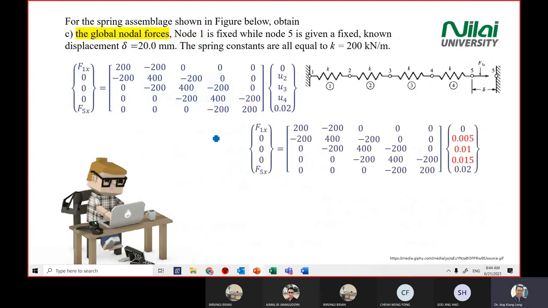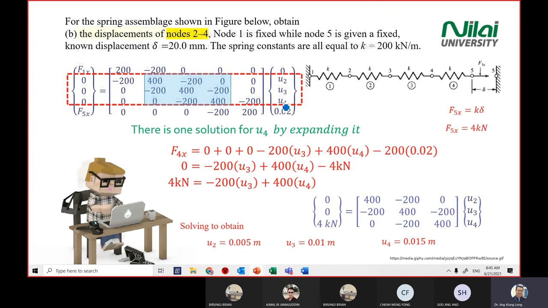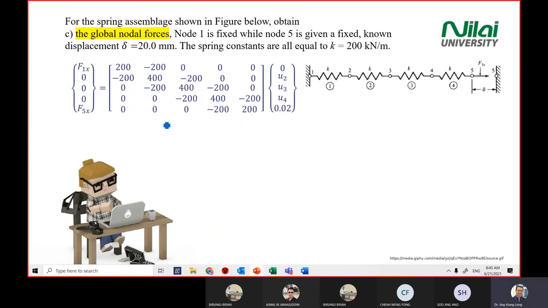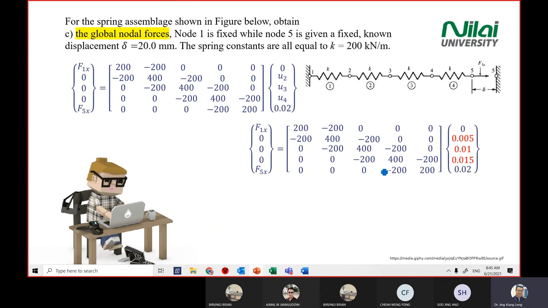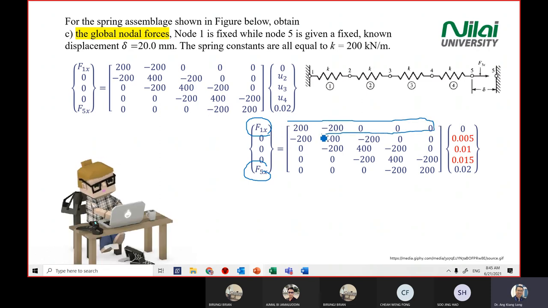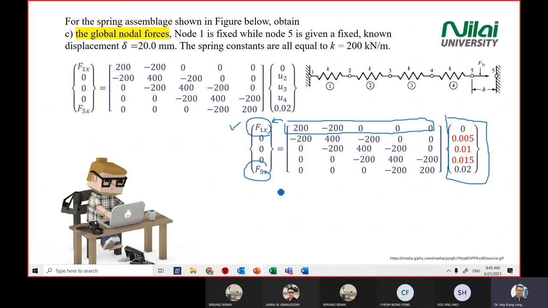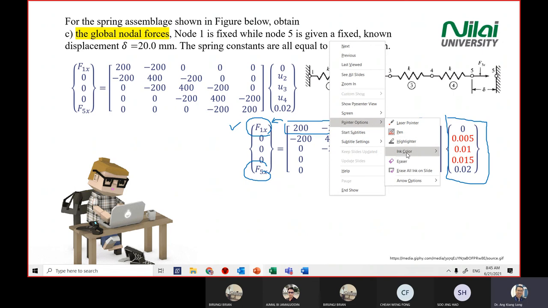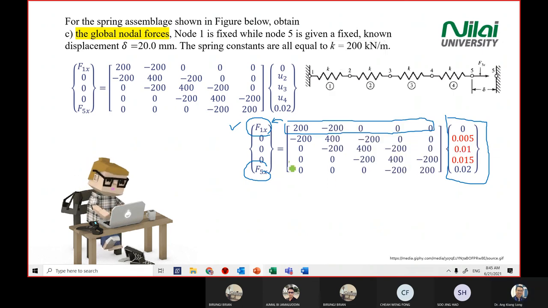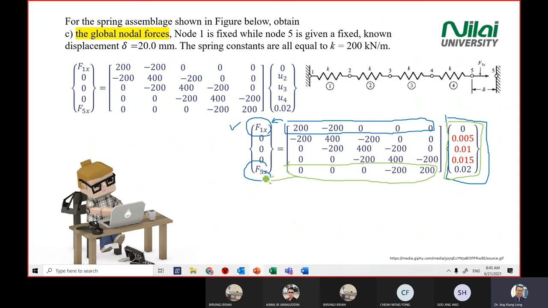All right, we go to the next slide. After you get U2, U3, U4, you substitute back into the F equals KD equation, the general one on the top left corner of your screen. You have only two unknowns left in the matrix, F1X and F5X. So you have five equations and only two unknowns, F1X and F5X. You can use the first equation to solve already. For F1X, you use the first row times this column and you get the equation for F1X. Then for F5X, you use the fifth row times this column, you get the equation for F5X, and you're able to solve it.